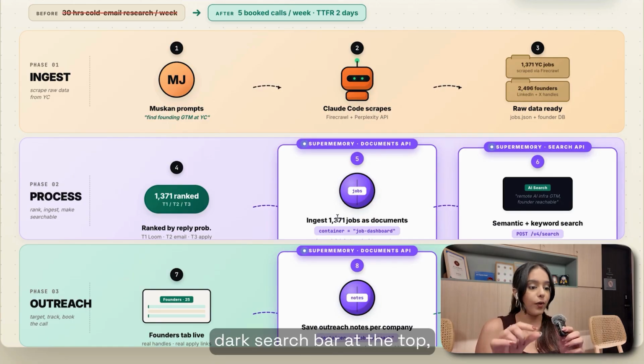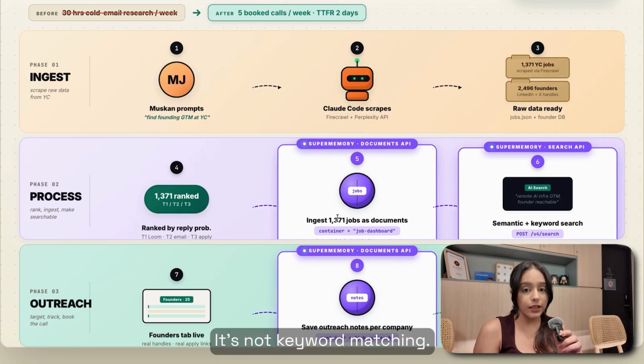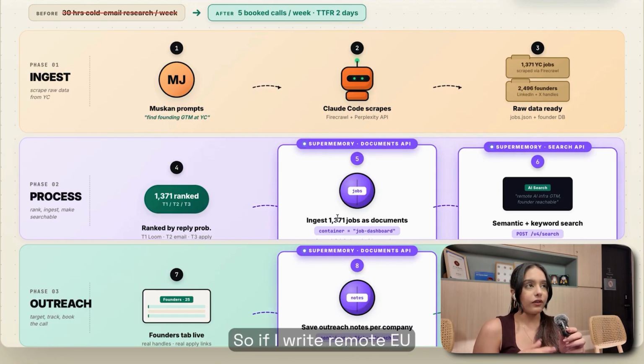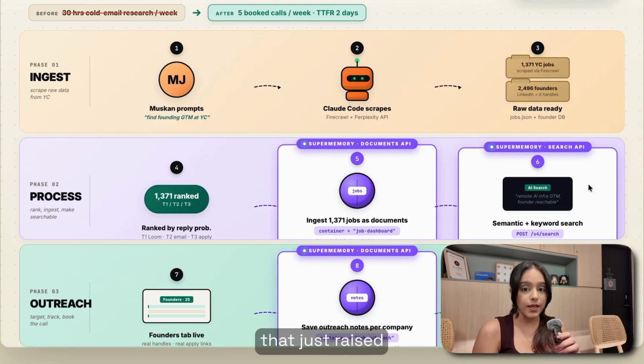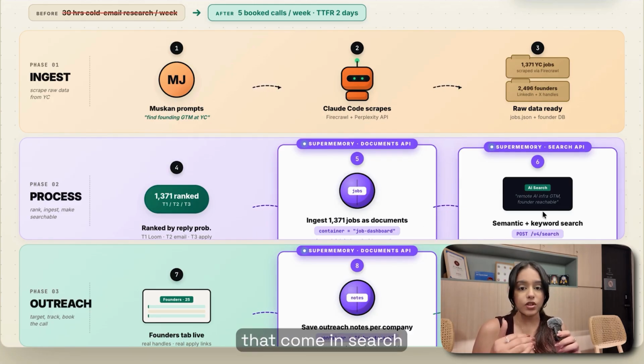Then at the 6th step, the Supermemory search API comes into place. Every time I type into that dark search bar at the top, it sends one call to the Supermemory search API. It's not keyword matching. It actually understands what I mean. So if I write remote EU fintech roles that just raised, it understands me. Those companies that come up in search have never mentioned those words. It just understands me.